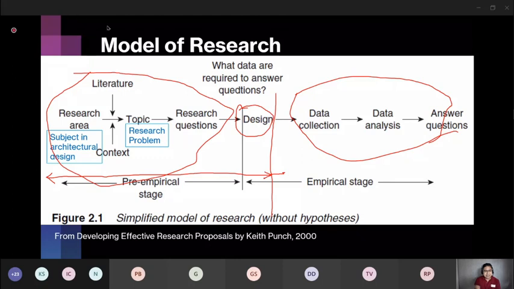So, Keith Punch mentions that the research problem, which he calls the topic, is what I call the research problem. The research problem is born out of review of literature. We can only say that it's a problem because we have some basis, and that basis is the literature. So research area is something that has to do with the subject matter of your research.